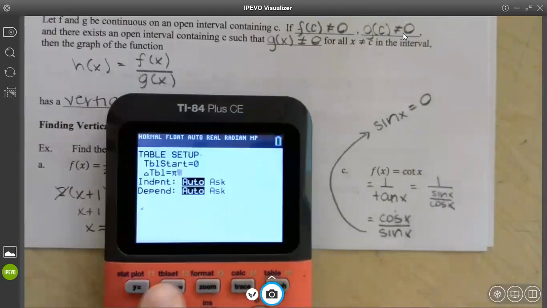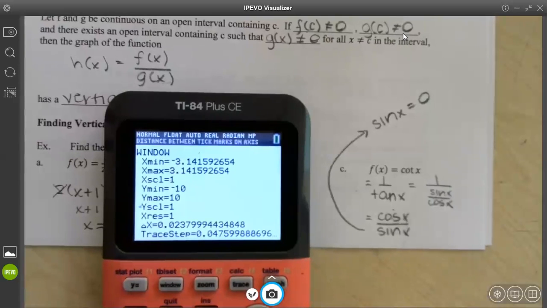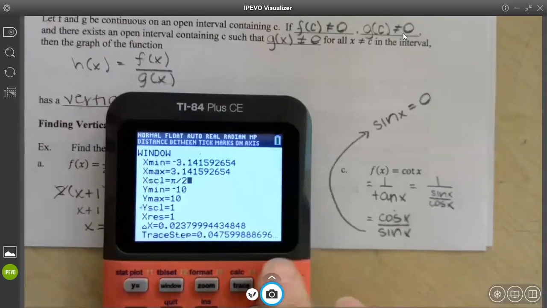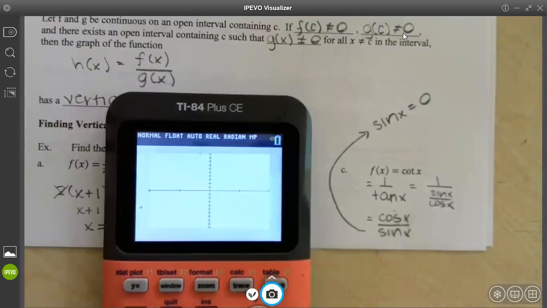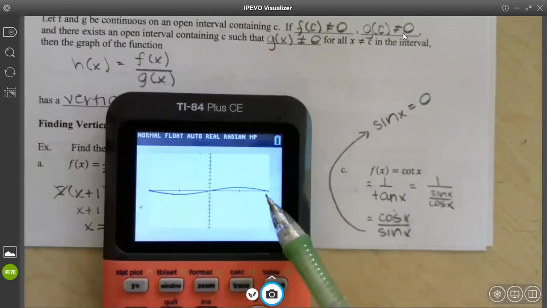I'm going to change my table to pi. Hold on, window, this one. Negative pi, pi, and let's go pi over 2. It doesn't matter. Y'all can put whatever you want in there, but I'm just making it in terms of pi. So this little mark is pi over 2. This mark is pi. This is negative pi. So when is it equal to 0? 1 pi, 2 pi, 3 pi, 4 pi.